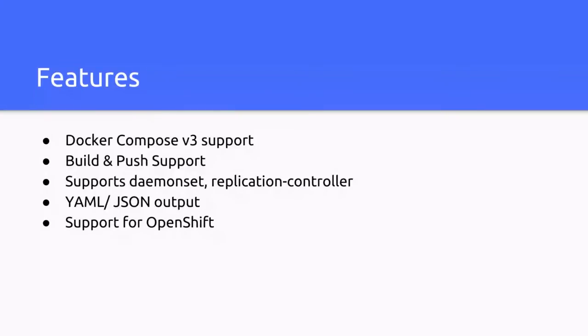Before that, I want to tell you some of the cool features we have added to Kompose. Now we have Docker Compose version 3 support, as well as what we used to do in Docker Compose, we now have build and push support as well. We support various controllers like daemon set, replication controllers, and all. We have YAML and JSON support as well, and we support OpenShift too.